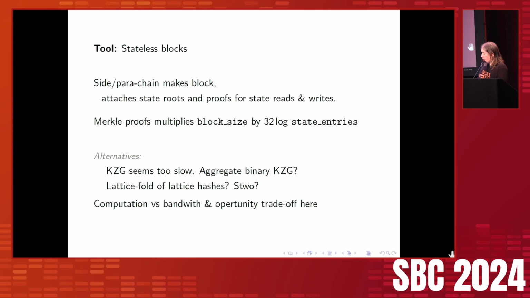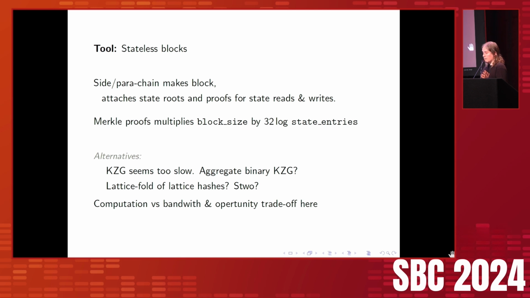Right. So another tool we need, which people probably know about, is stateless blocks. This means, in Polkadot, the blocks are coming from these side chains. We call them parachains. And the parachain has to attach state proofs. So we're doing transparent validation everywhere, so that just means they're attaching Merkle proofs to their blocks, which blows up the size of the block quite a bit.